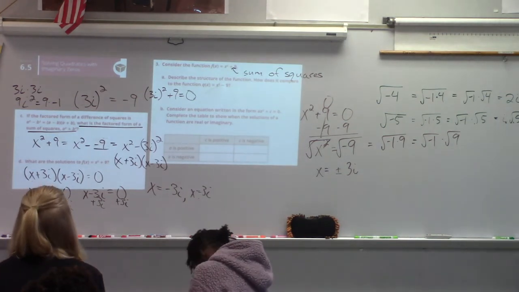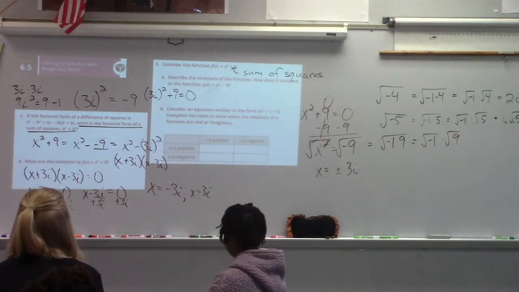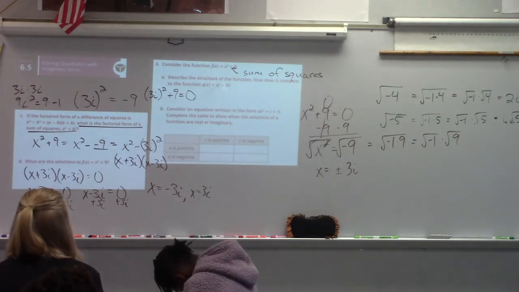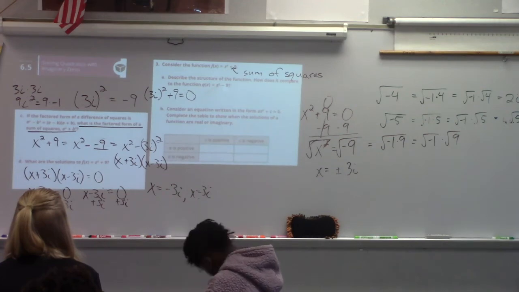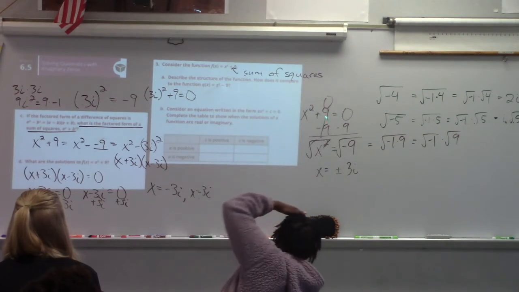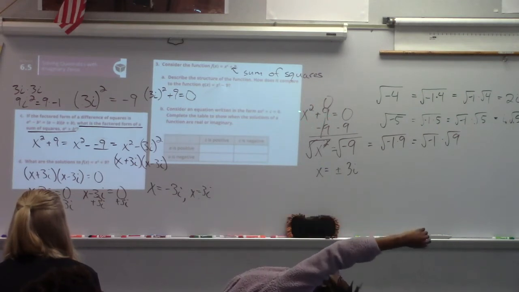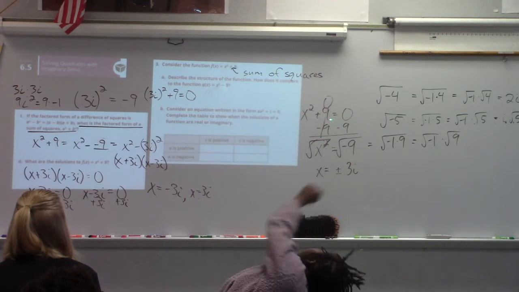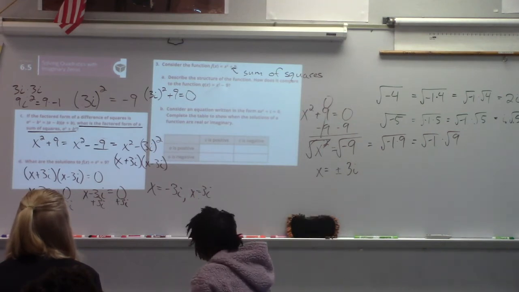Yes, Tori? Was that a new way to solve the problem that you just wrote down? Remember, if you have vertex form, which this is a form of, you can just use inverses. I subtracted 9 to make a 0 using the property of equality. So that's not a new method.